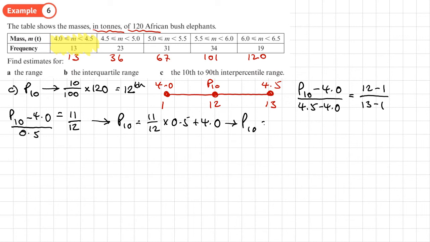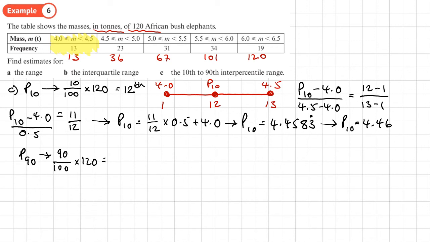What do we get for P10? We get 4.4583 recurring. So we'll round this to three significant figures. 4.46. And now we do the same for P90. P90 as a fraction is 90 over 100 times 120. That's the 108th value. Where do I find the 108th value?